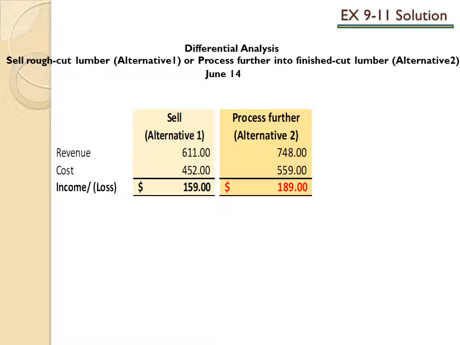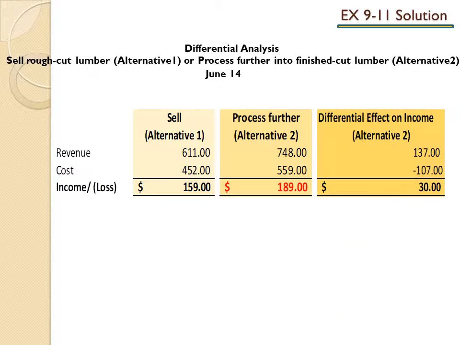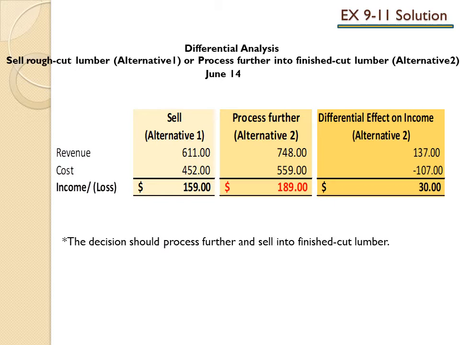However, if we process further under alternative 2, we will have a higher revenue of $748 with a cost of $559. So net income would be $189. If we compare alternative 2 to alternative 1, we will have a favorable effect on income by $30 if we were to process further the finished cut lumber. So the decision should be to process further and sell as finished cut lumber.